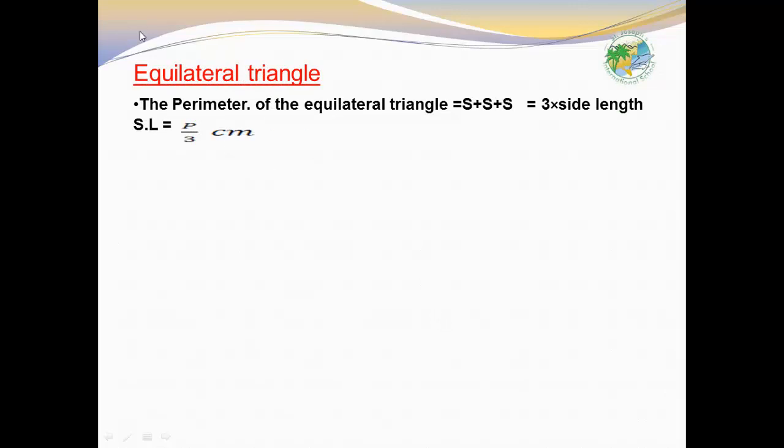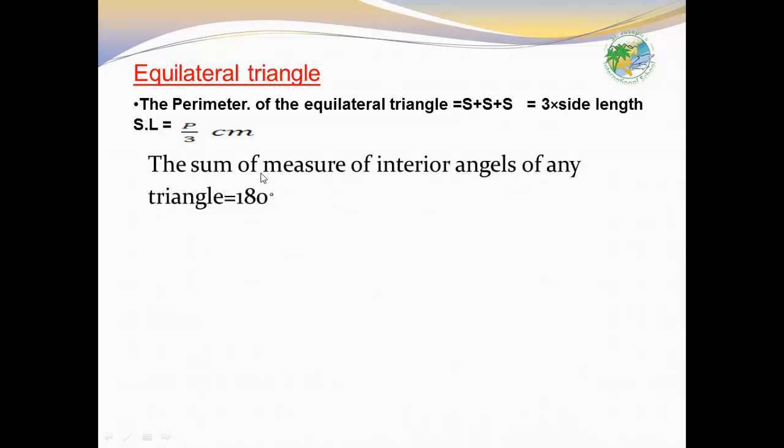Equilateral triangle. Everyone knows what is the meaning of equilateral triangle? What is the meaning of equilateral triangle? Each side is equal in length. Then if you want to find the perimeter of the equilateral triangle, it equals side plus side plus side, which equals 3 times side length. Side length equals perimeter over 3.